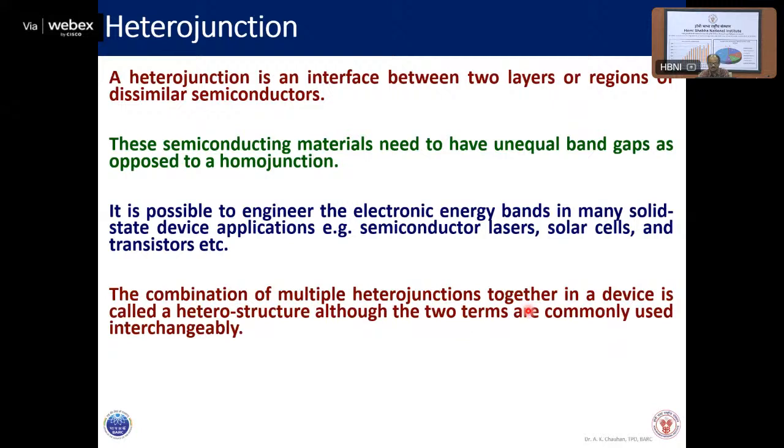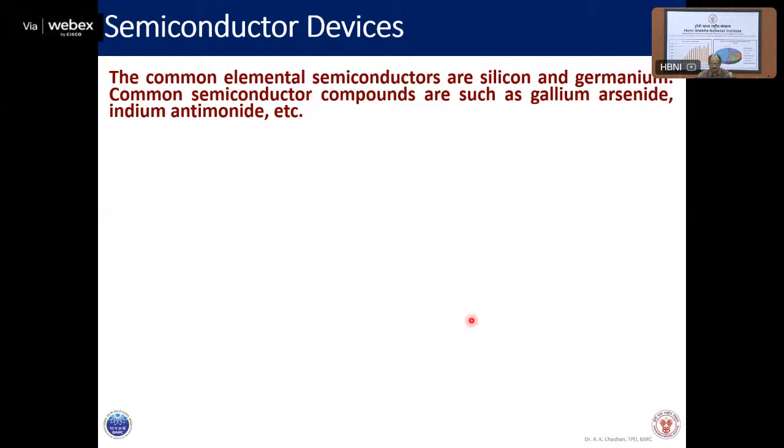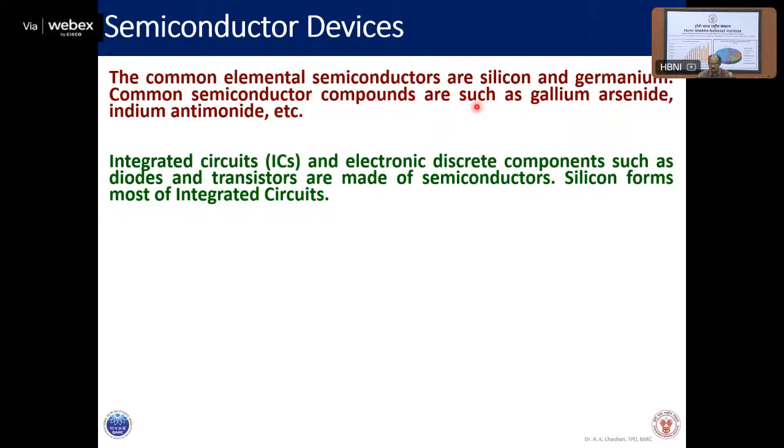Although the two terms are commonly used interchangeably, a heterojunction device is formed by depositing a large band gap semiconductor epitaxially on a small band gap semiconductor. The common elemental semiconductors are silicon and germanium. Common semiconductor compounds are gallium arsenide, indium arsenide, indium antimonide, etc.